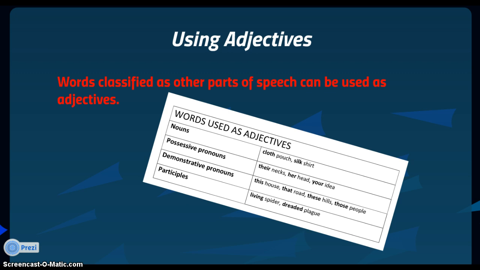Now, participles are something that we've talked about before. They're forms of verbs. Present participles end in ing. Past participles are going to be the past tense form of the verb, probably on regular verbs ending in ed. So if you look at the examples, living spider. Now, living is a verb. It's a participle, but it's modifying the word spider. So in this situation, it's functioning as an adjective. And the other one is a past participle. Dreaded plague. Now, dreaded could be a verb, and it could function easily as a verb, but in this particular instance, it's working as an adjective because it's modifying the noun plague.